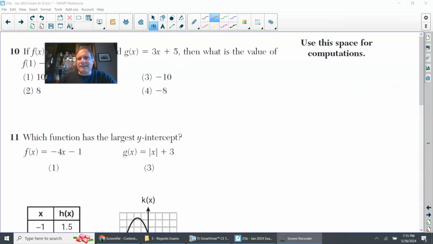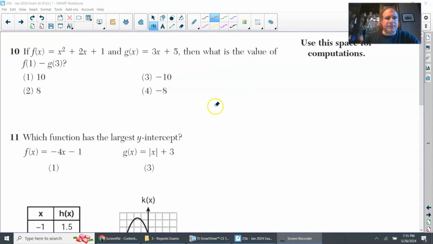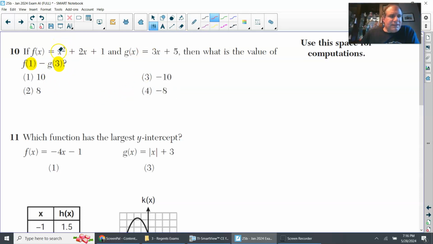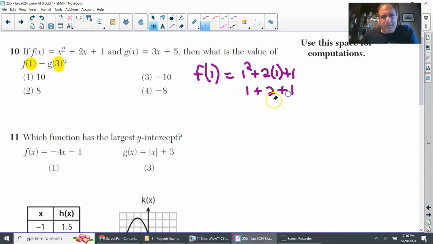Okay. So this question always comes up and a lot of people get confused. You could either substitute this number here in the parentheses. That is your x value. That's your input. You're putting that number into the x. And the same thing here. So if you have f of 1 in that first f of x, obviously, it is 1 squared plus 2 times 1 plus 1. So 1 plus 2 plus 1. So f of 1 equals 4.